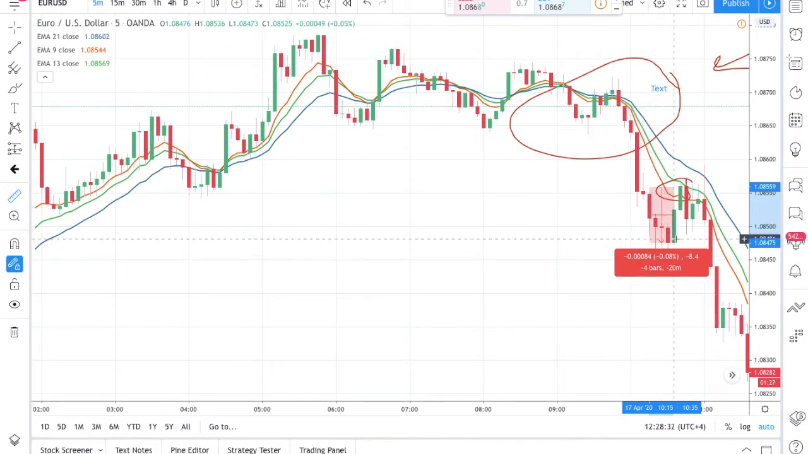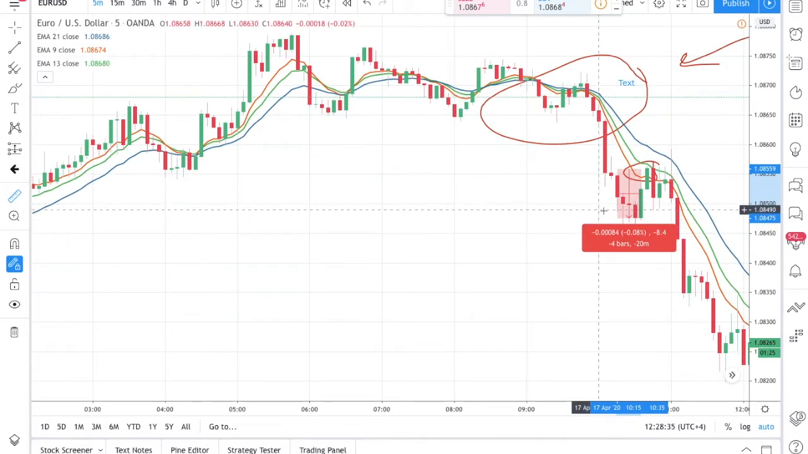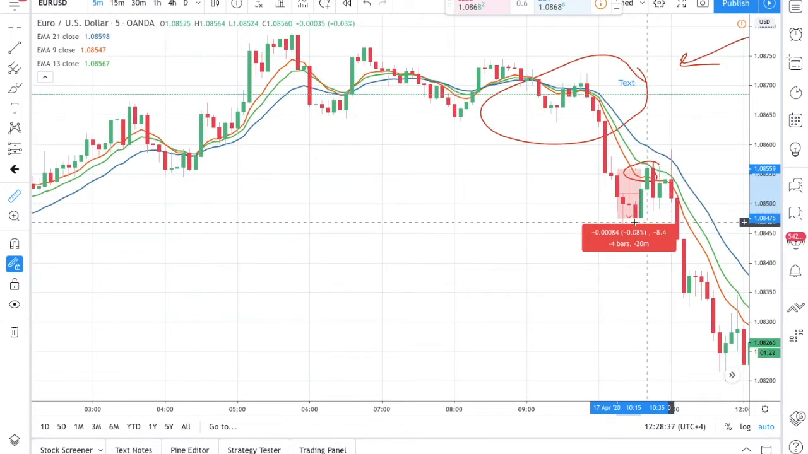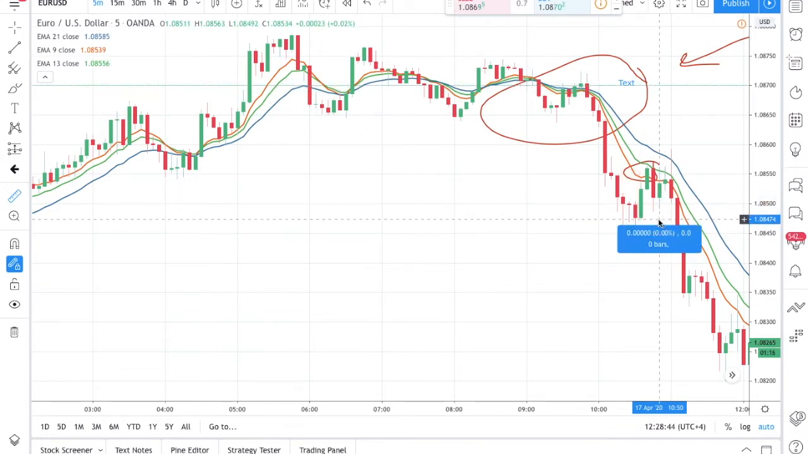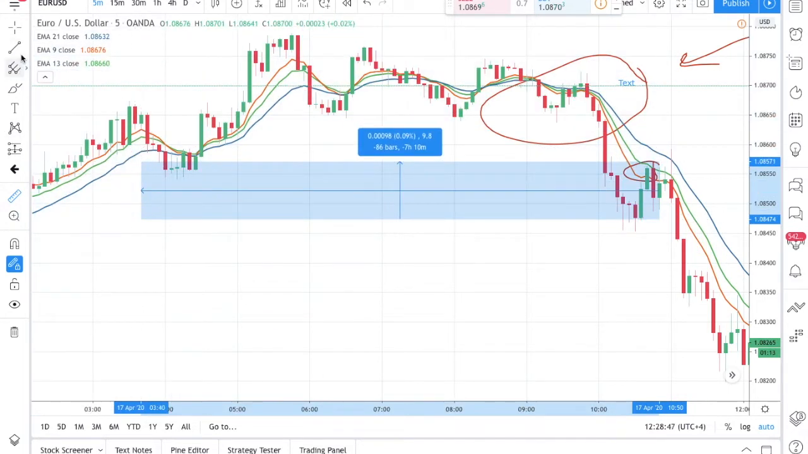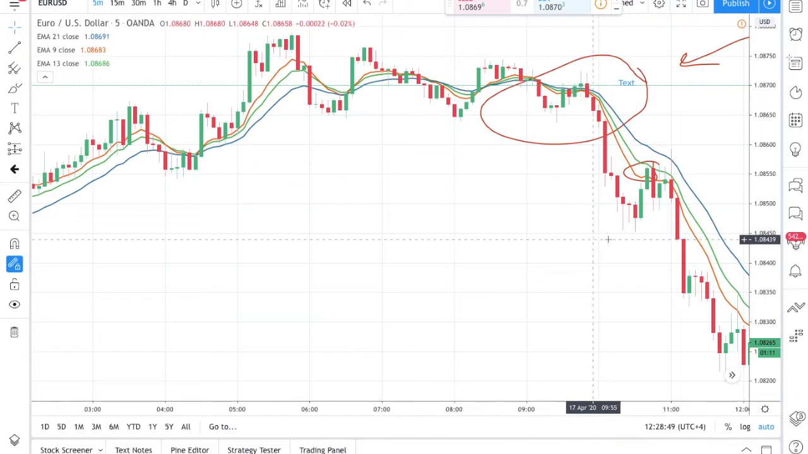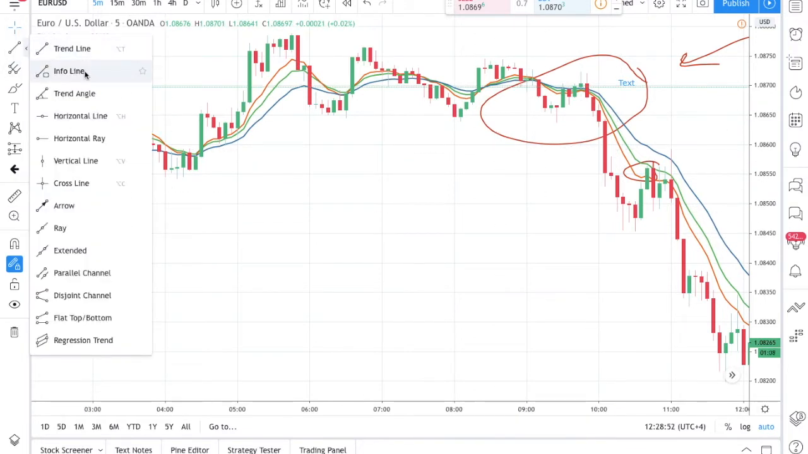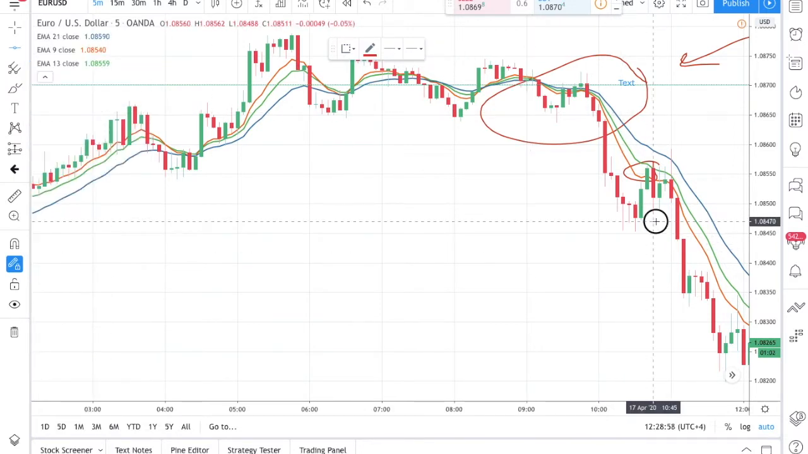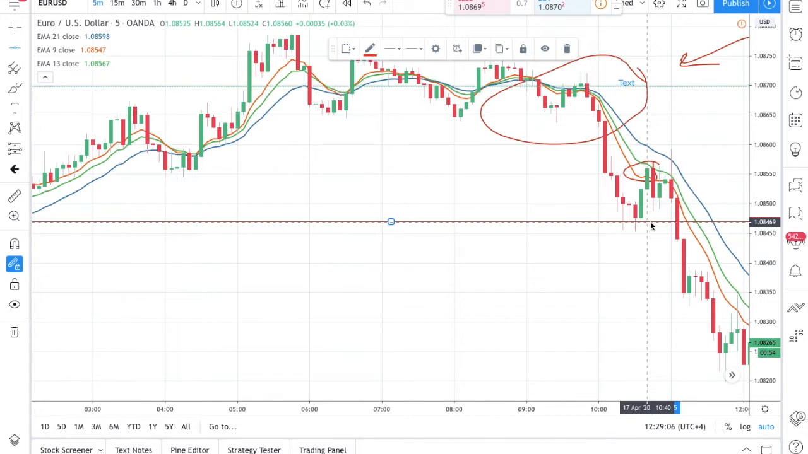So what do we have to do now? We open a sell order at this rate, our lowest point. We open a sell order here exactly. Let me show you guys. This red line will be our sell order, or we can open a pending order. So whenever it hits this, it automatically opens a sell order for us.